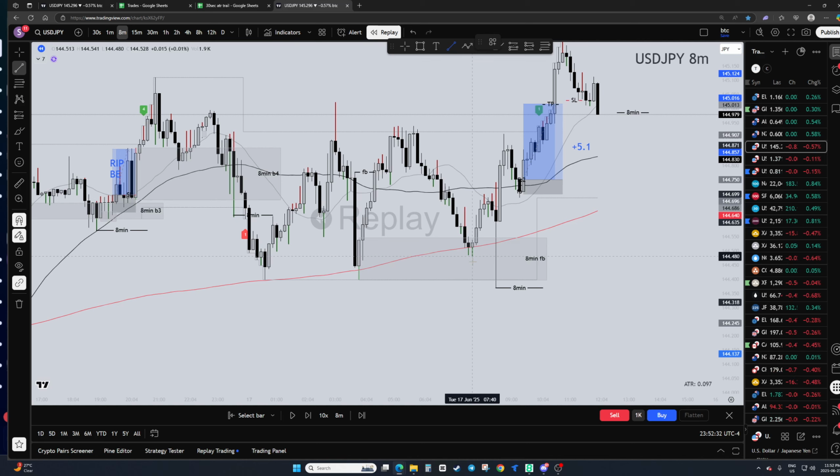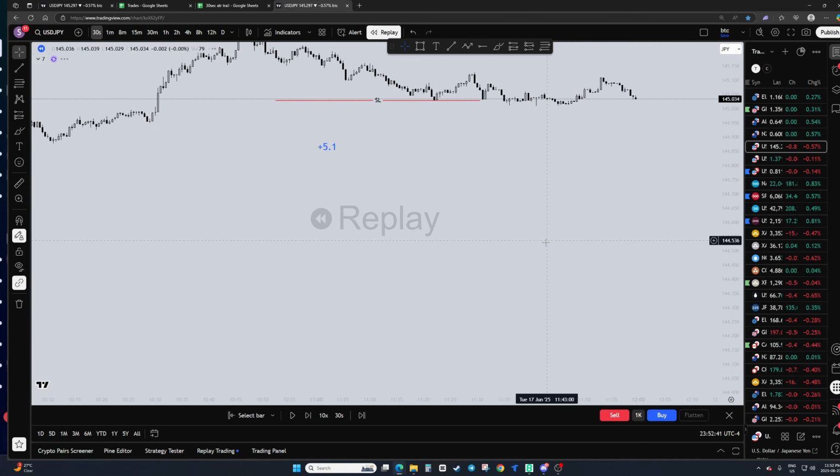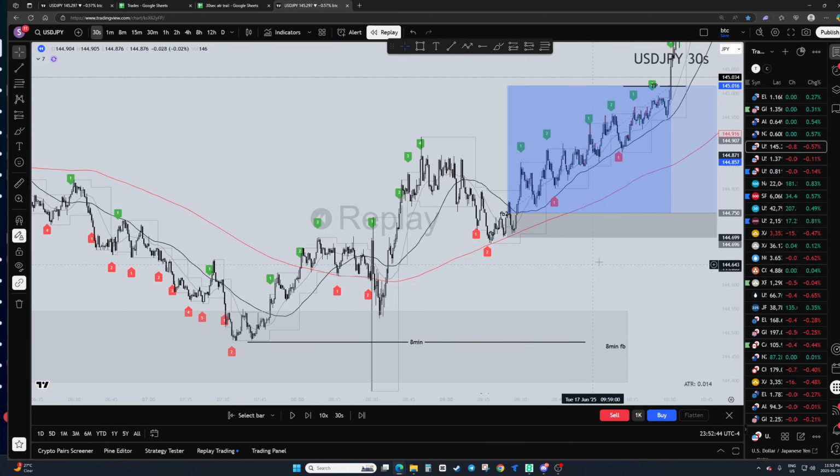Well, I can't draw a line apparently. Okay, there we go. So that was our validation. The low actually stayed down here the whole time. And on the 30-second, we were watching for an entry somewhere in there. So we ended up getting it.